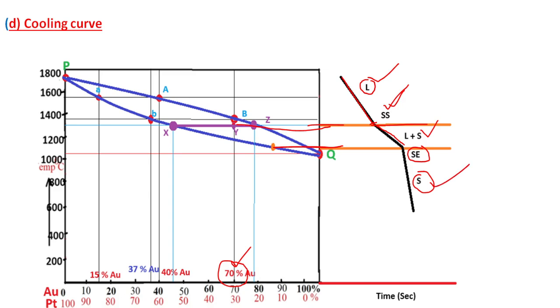This is the cooling curve for this gold and platinum solid solution.